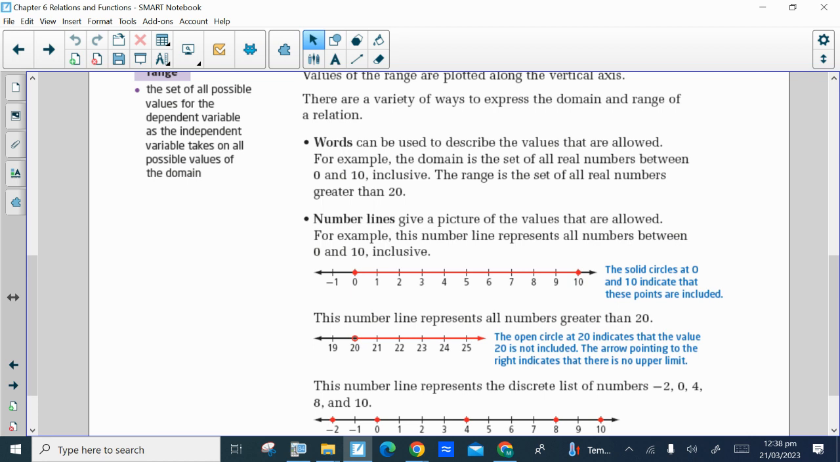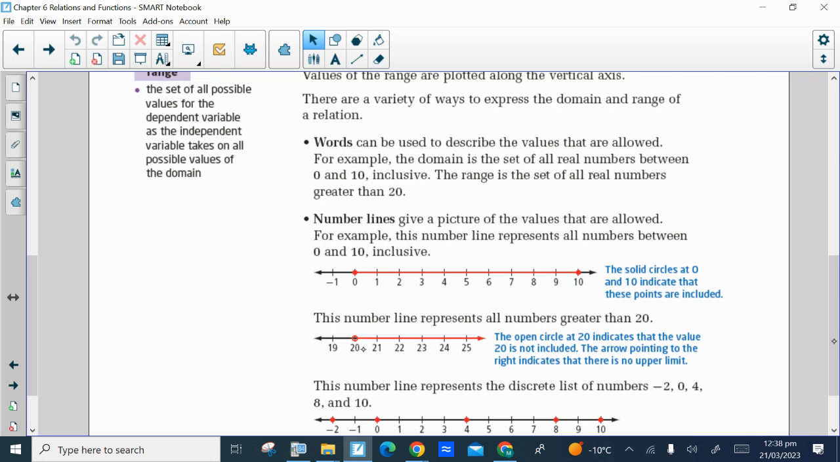We can show domain and range on a number line. They give a picture of the values that are allowed. For example, that number line represents all numbers between 0 and 10 inclusive. The fact that the dots are colored in means that those values are included. If you have a circle instead of a colored in dot, it means that the values are not included. Okay? And I think we saw that when we did some of our review at the start of the course when we reviewed inequalities.